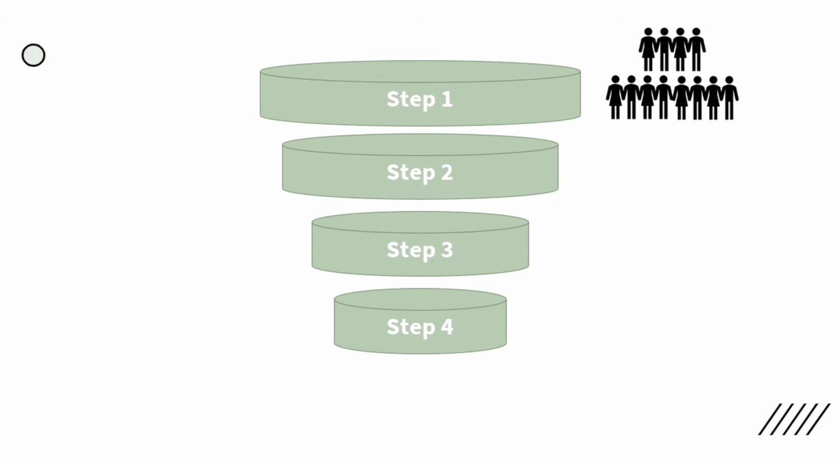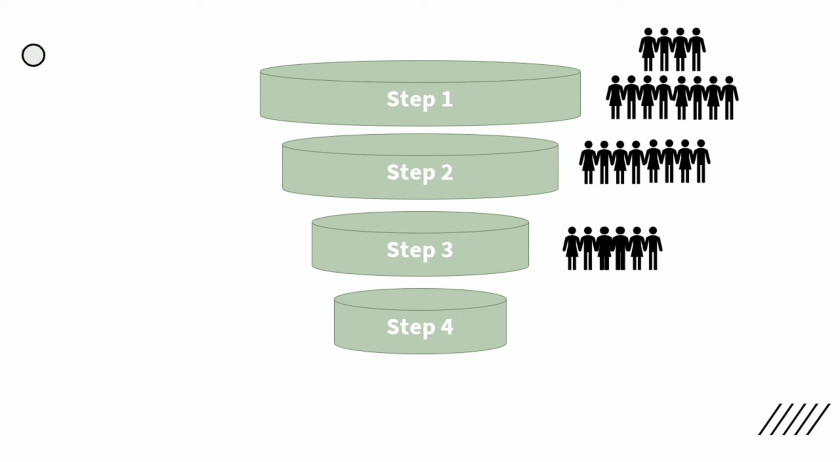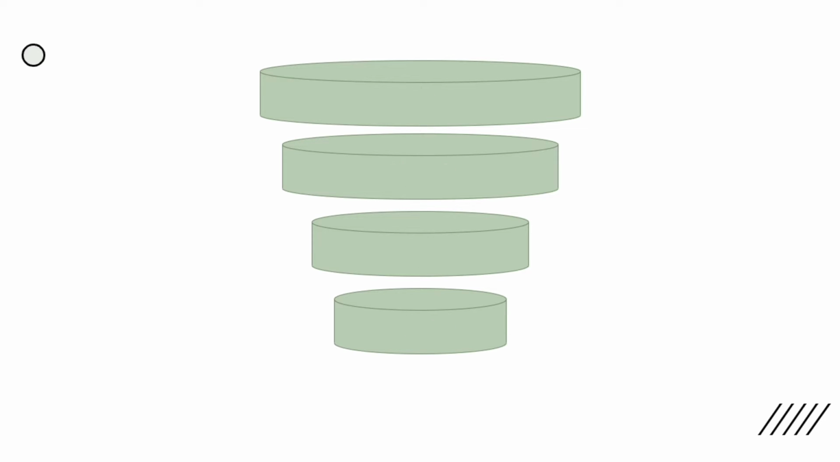The idea is that the greatest number of people will begin the process, and then as we go through the steps, more and more people will drop out. Then you have a depiction of how many people start the process and how many finish it, and where those that didn't finish dropped out. Illustrating this sort of looks like a funnel.